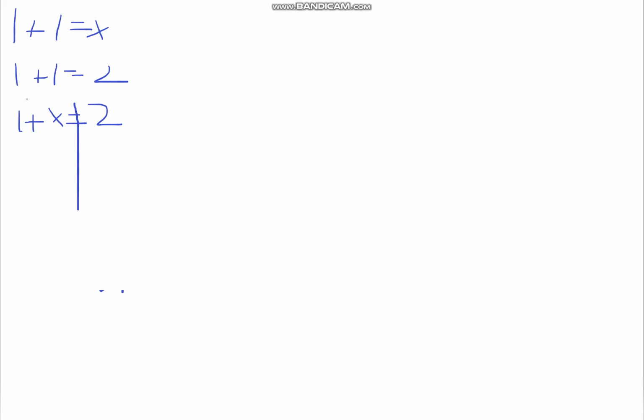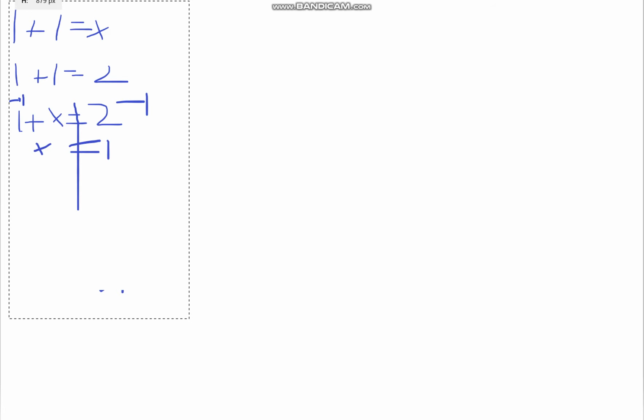So, what I do on one side of the equation, I have to do on the other side. That's the rule. So, I'll do minus 1 on both sides. That will turn the equation to x equals 1, which is correct. 1 plus x equals 2, 1 plus 1 equals 2. Okay, let's do a second one.